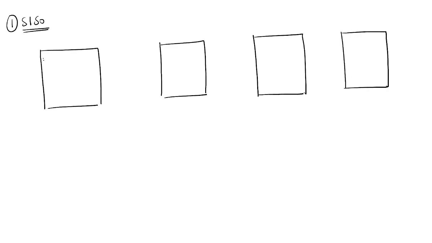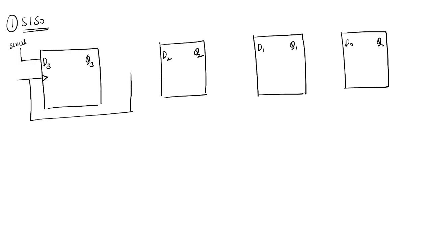Let us take D3, Q3, D2, Q2, D1, Q1, and D0 and Q0. Serial in means this is serial data. Clock is common, so it is a synchronous sequential circuit. So clock is common for all the flip flops.